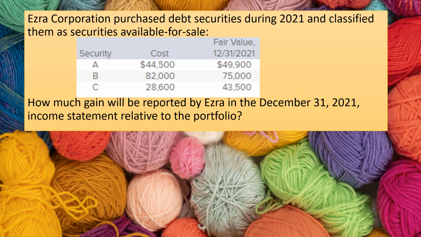So if you came up with the answer of 0, you were correct. If this would have been trading securities, we would have shown that the difference between the fair value and the cost was a gain on the income statement. But for available for sale or held to maturity, we would not show that. We would show available for sale the difference in the other comprehensive income. We're not showing it on the income statement until it's sold. So it would be $0.